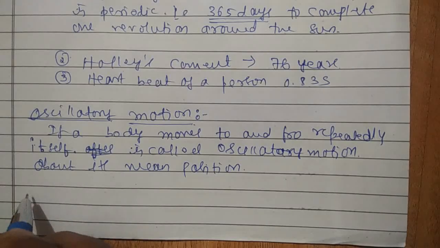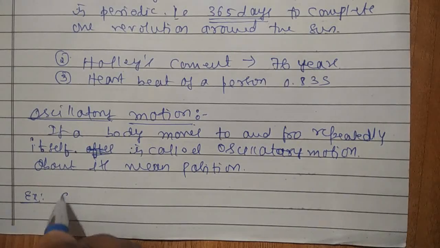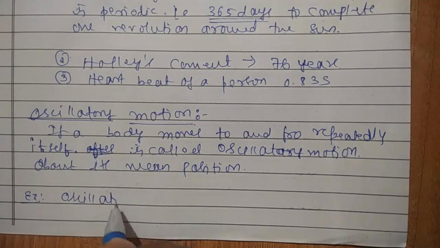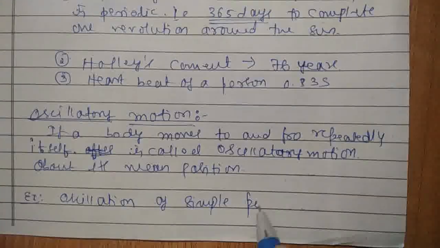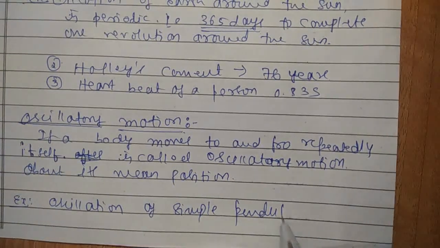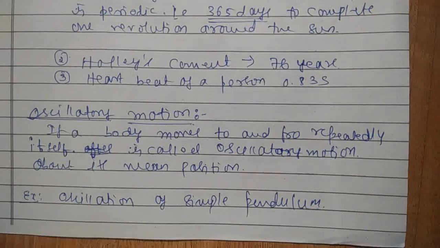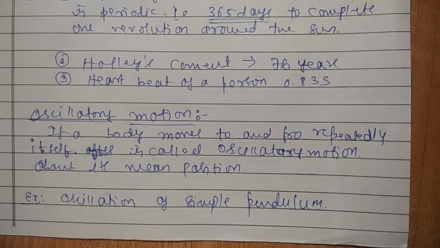Okay, now let us see some of the examples of oscillatory motion. So oscillation of a simple pendulum. So what do you mean by simple pendulum? You have seen in your physics first year laboratories. So hope you know what you mean by simple pendulum. There is a small mass attached to a string, an inextensible string, which is suspended from a rigid support. So that is what we call a simple pendulum, right?